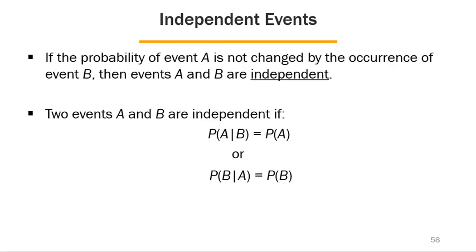Independent events. If the probability of A is not changed by the occurrence of event B, then the events A and B are independent. So two events A and B are independent if the probability of A given B is the same as the probability of A, right? So the probability of A is not changed by knowing that event B happened, and the probability of event B given A equals the probability of B. So the same thing, we can look at it either way.